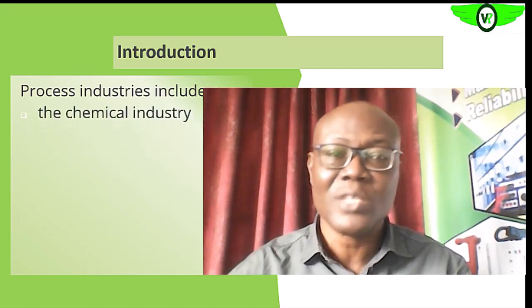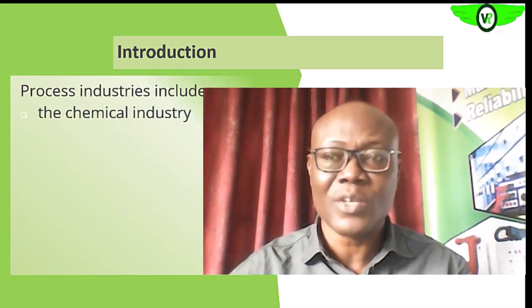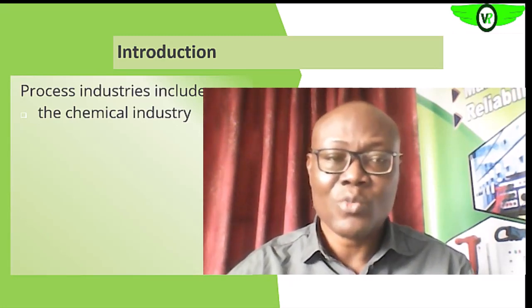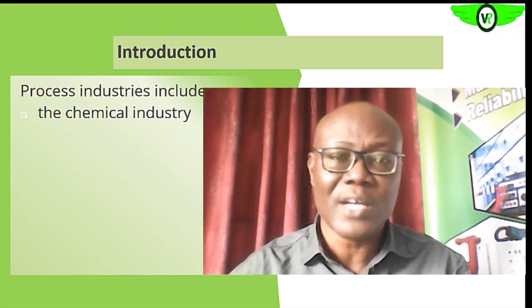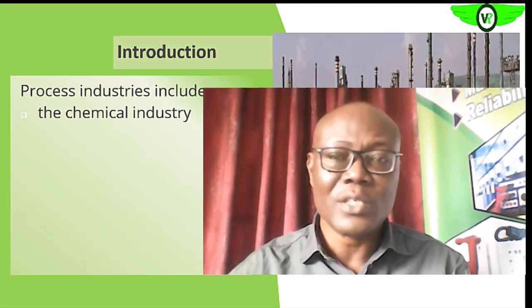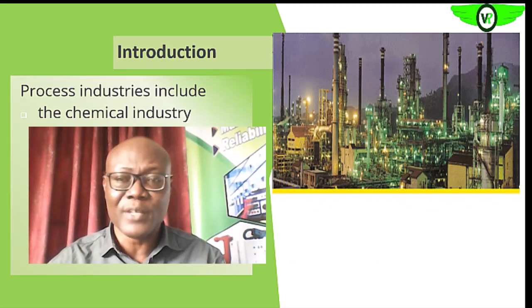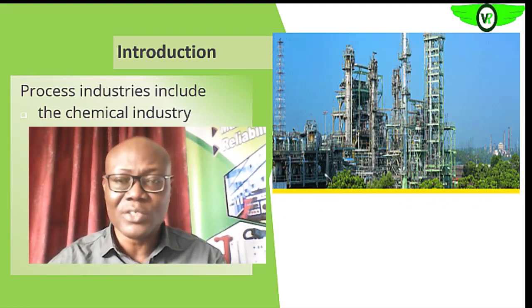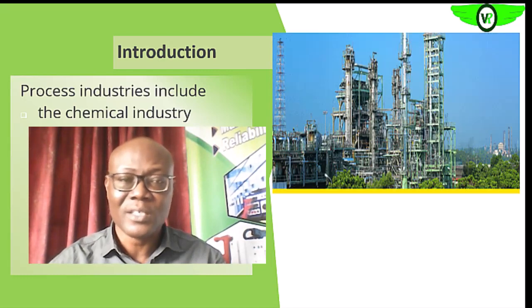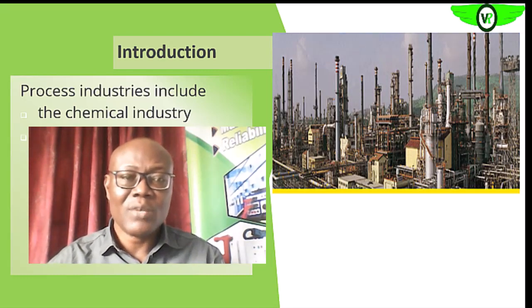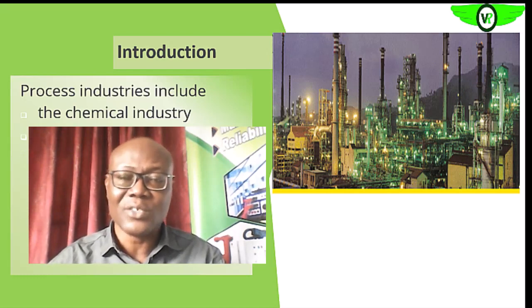So these process industries where these industrial processes take place include the chemical industry, where chemicals are produced, where raw materials are put together to produce chemicals for domestic use and also for industrial use. So we have different types of chemical industries. As you can see, we have the petrochemical industry, we have the paint industry, and what have you. Then we also have the oil and gas industry.